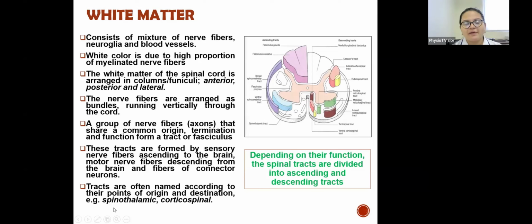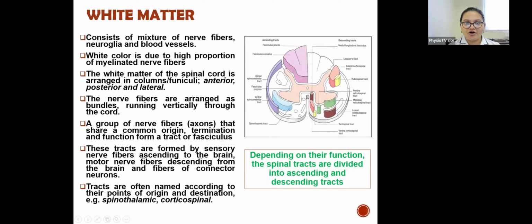If we talk about spinothalamic, then the origin is going to be in the spinal cord and the termination is going to be, as the name suggests, thalamic. That means in the thalamus. Another example is the corticospinal tract. As the name suggests, cortico means the brain cortex. So the origin is in the cortex and the termination is in the spinal cord.